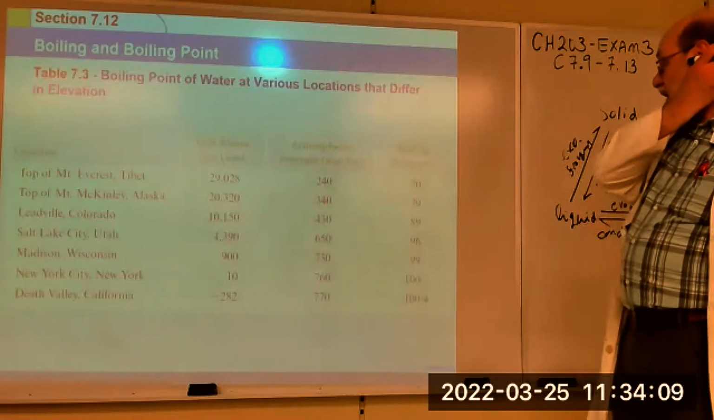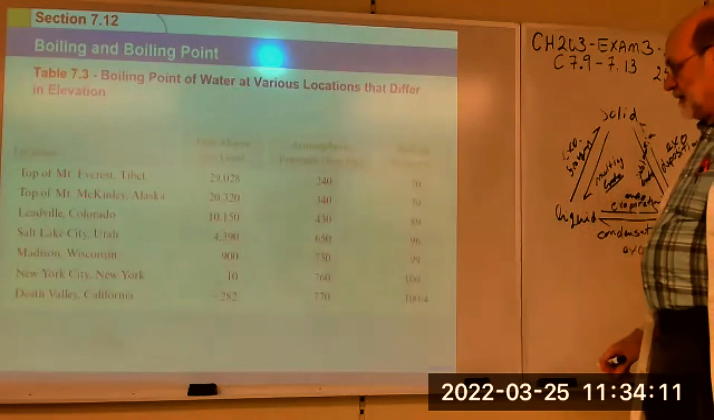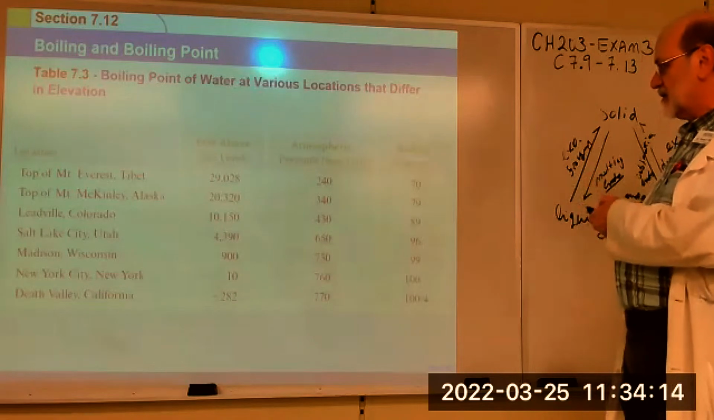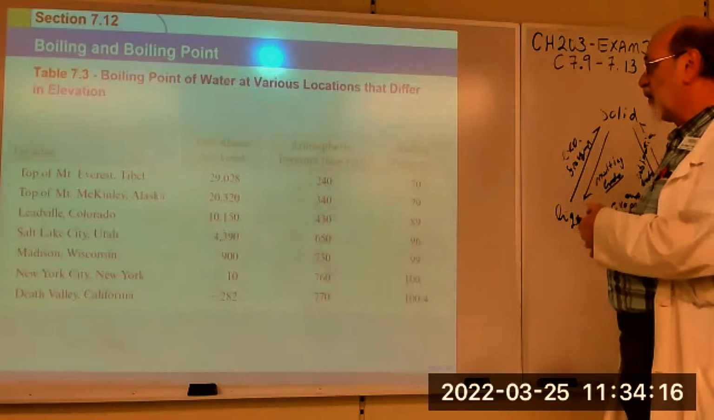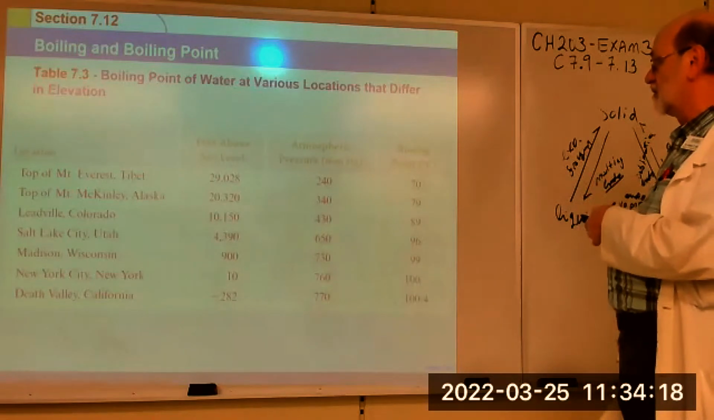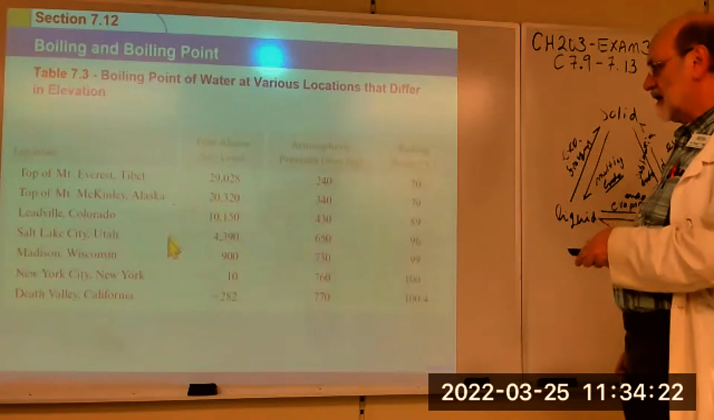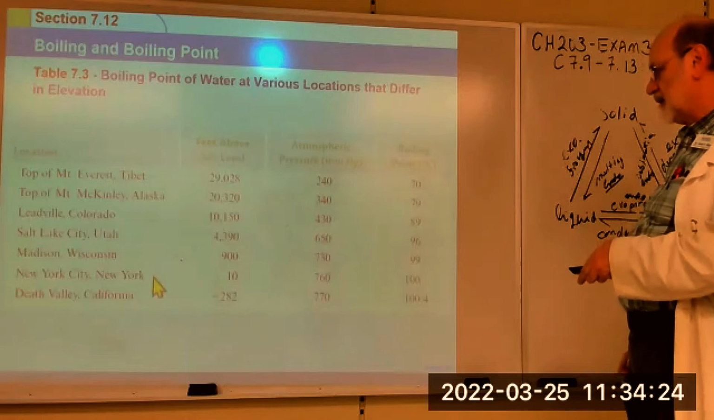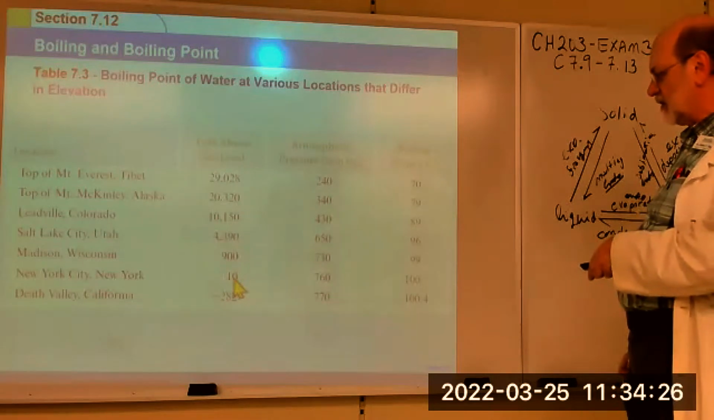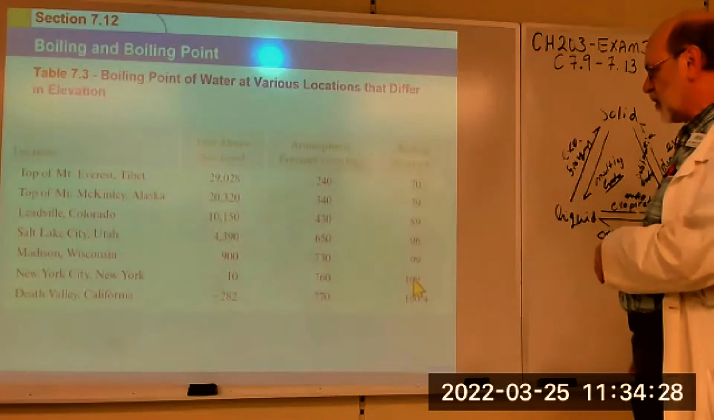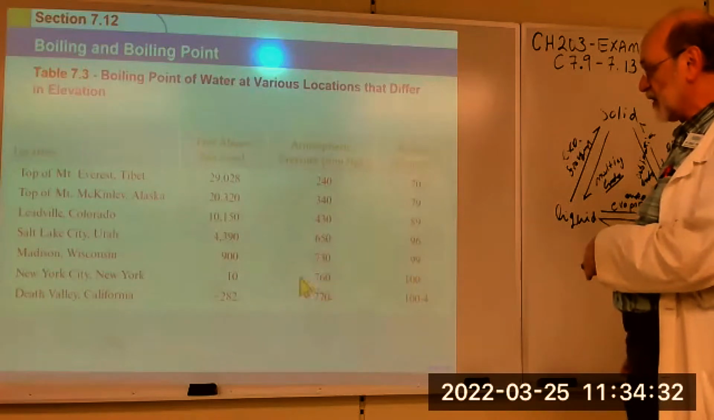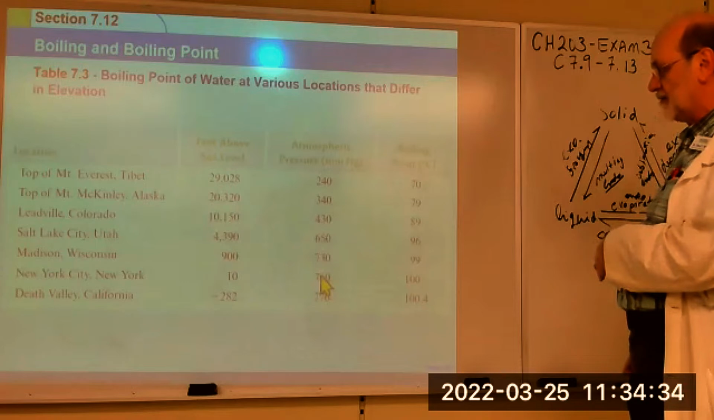Oh, I forgot we had this chart. All right, so at these different altitudes, the boiling point of water is going to change. Let's see. New York City, which is roughly sea level, boiling point is going to be close to 100 degrees Celsius, and the atmospheric pressure will be about 1 atmosphere.